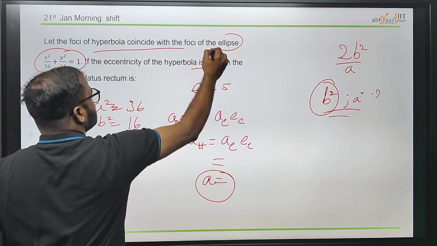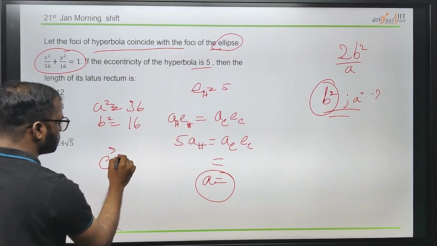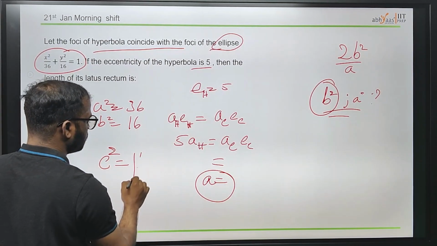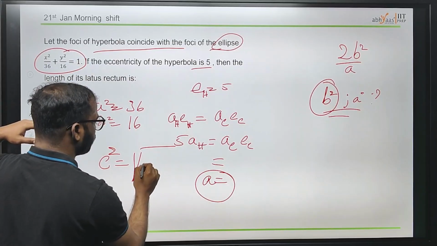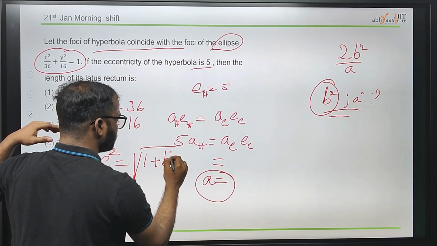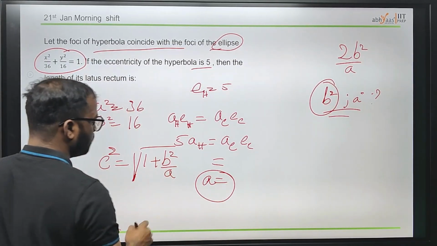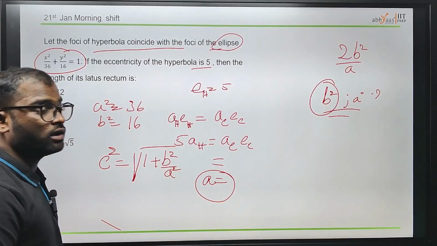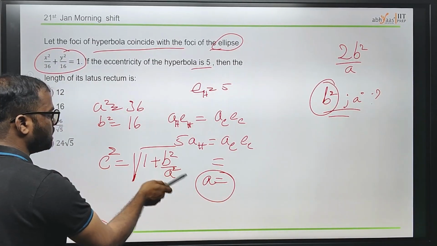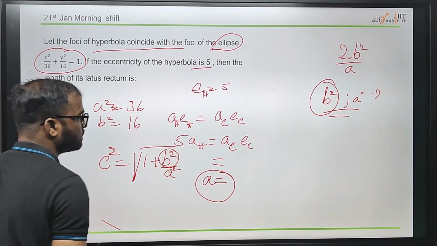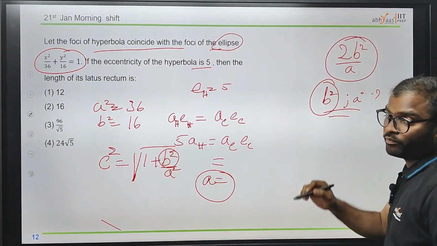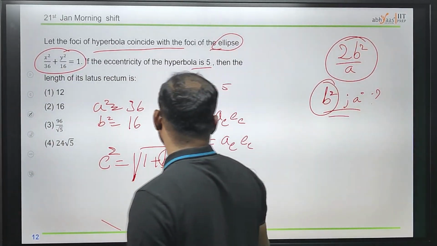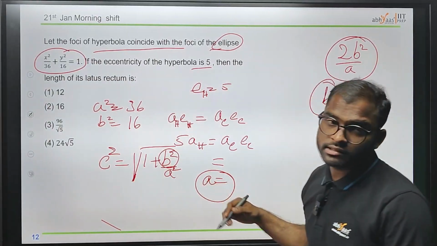The eccentricity of the hyperbola: we have the formula e square equals 1 plus B square by A square. I hope you understood. Now by using this, we can easily find B square. After that we can easily find 2B square by A. This is a simple process. You need to do it in a step-by-step process.